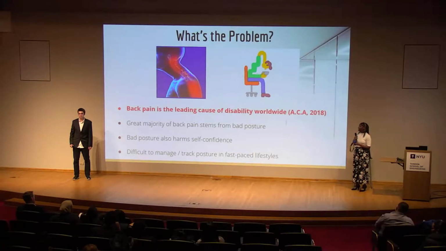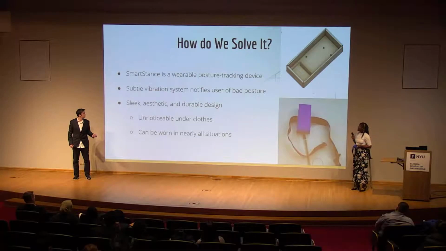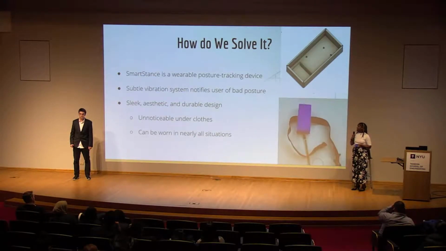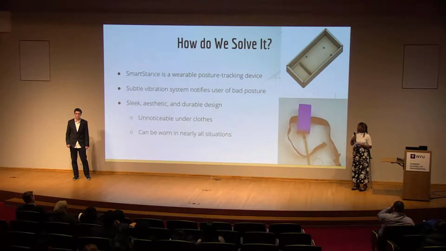So we created SmartStance. It's a wearable device that tracks your posture and notifies you when you have bad posture by vibrating on a gradient scale. It's sleek and aesthetic, and it's practically unnoticeable under clothes.